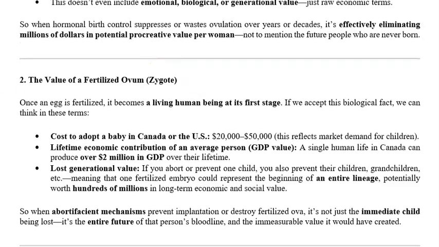It's quite wicked. All right, so the value of a fertilized ovum or zygote or baby. Once an egg is fertilized, it becomes a living human being at the first stage. There's a zygotic genome activation here. There's a new set of DNA, 50% from the mother, 50% from the father.